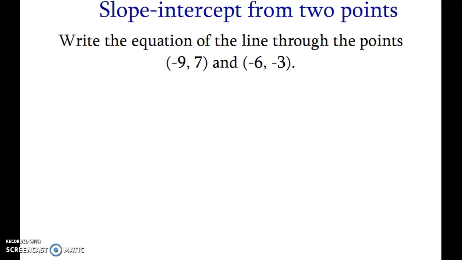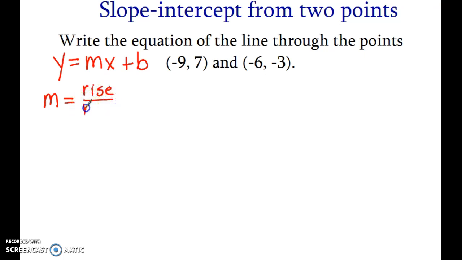The slope-intercept form of the equation from 2 points. Remember, the slope-intercept form of the equation is y equals mx plus b, where m is the slope and b is the y-intercept. So the first thing I want to do is actually find the slope. Remember, slope, m, is equal to the rise over run.